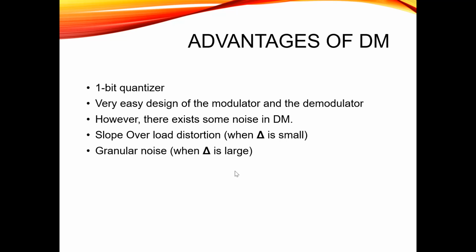If we look at the positive side of the delta modulator system, the advantages: it is a one-bit quantizer, with a very easy design of the modulator and the demodulator. However, there exists some noise in the delta modulation system, that is slope overload distortion and granular noise.